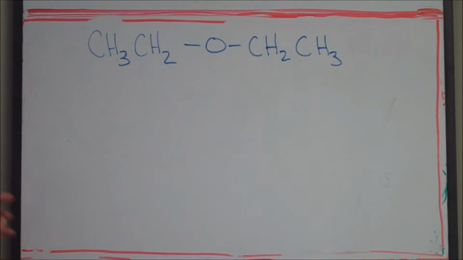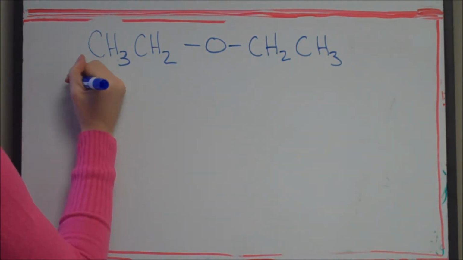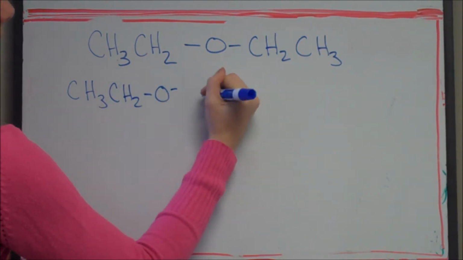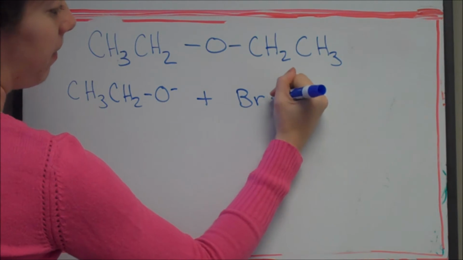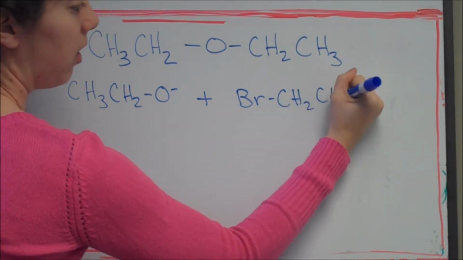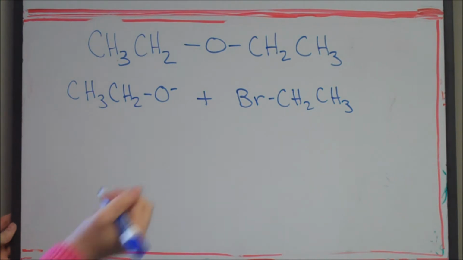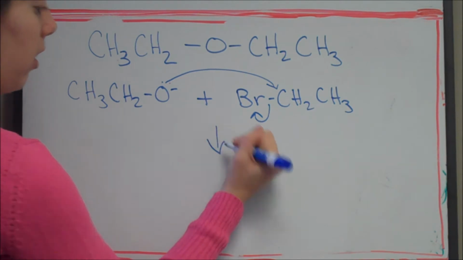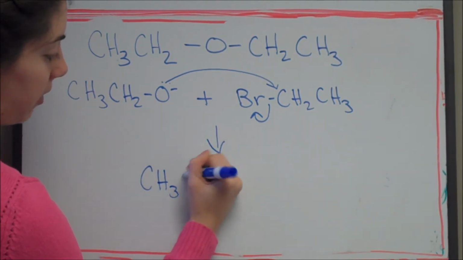Today we'll be going over Williamson ether synthesis. An ether is an organic compound composed of two hydrocarbons connected by an oxygen. One of the most popular ways to form an ether is with the Williamson ether synthesis. In this reaction, you take an alkoxide and an alkyl halide and combine them together using an SN2 reaction like this, resulting in your ether.